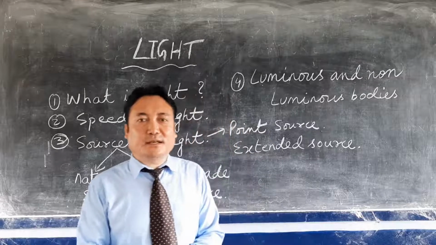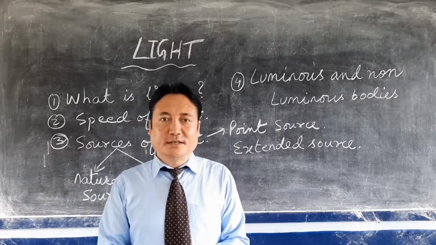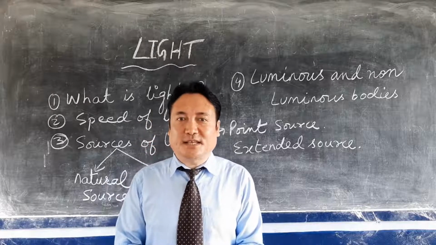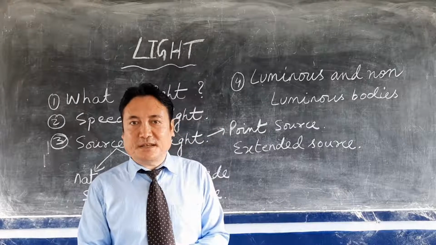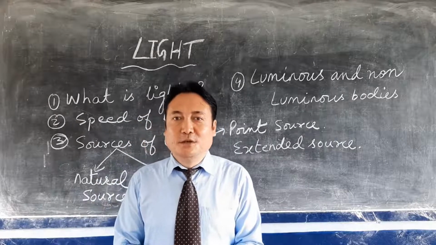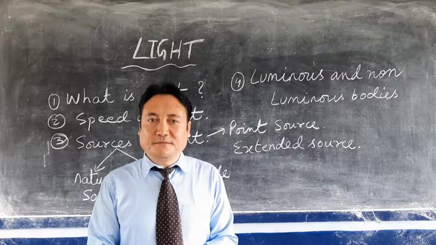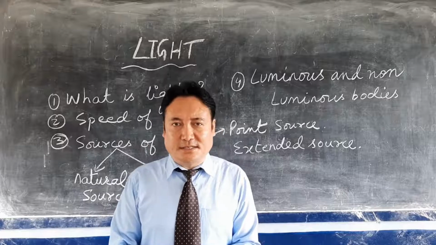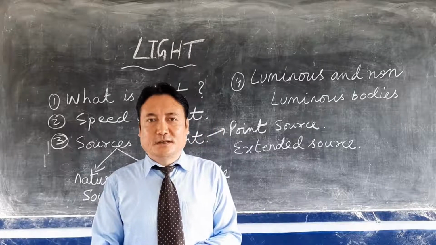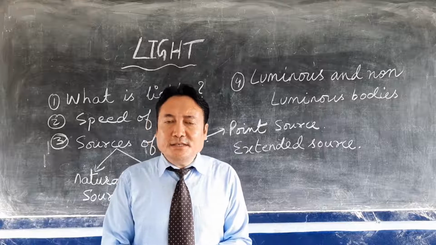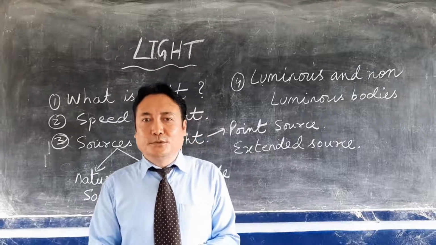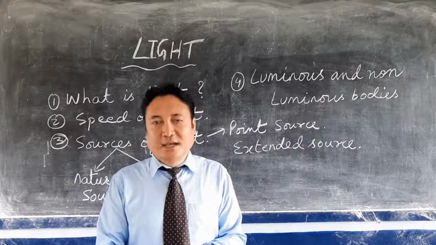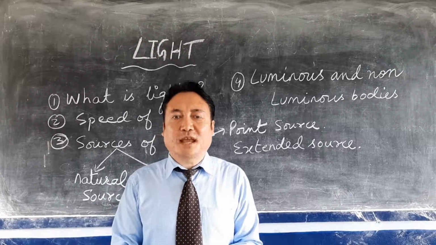Now the first one, let us come to the definition of light. Light is a form of energy which produces the sensation of vision. That means light is regarded as an energy. Now what is energy? Energy is the capacity or the ability to do work. That means light is also doing some work. That is why light is regarded as a form of energy.